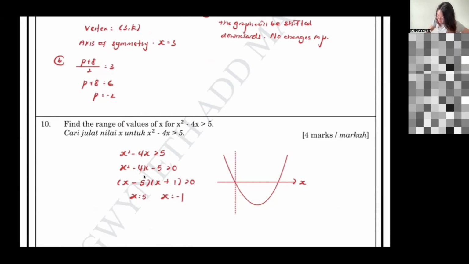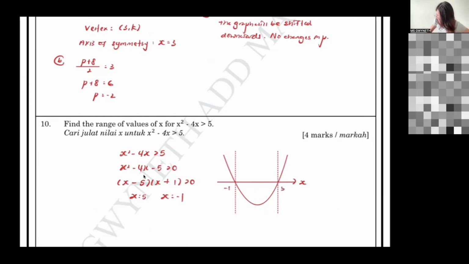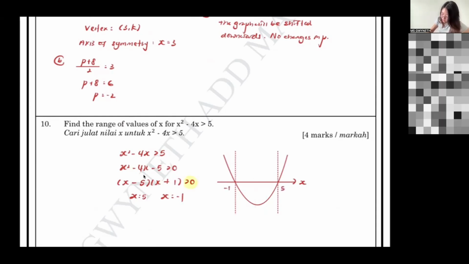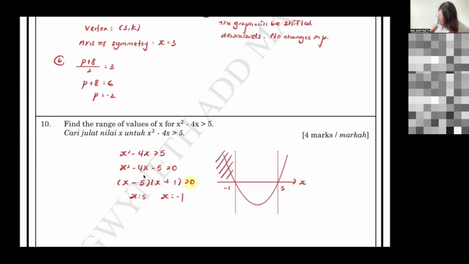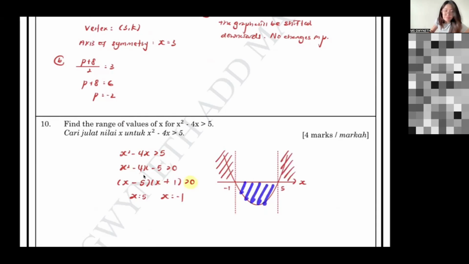Okay, then here. All right, the smaller root you write on the left side, the bigger one on the right side. Now here, bigger than 0, meaning you're going to shade the top 2 parts over here. If lesser than 0, then it's here.